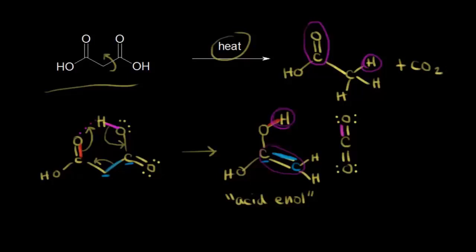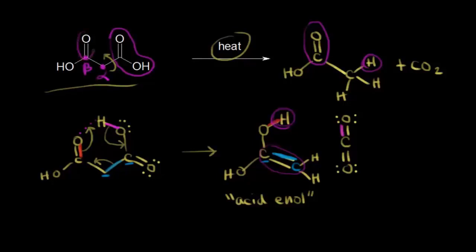So the key to a decarboxylation reaction is having a carbonyl beta to a carboxylic acid. For example, here's our carboxylic acid, and we know the carbon next to a carboxylic acid is the alpha carbon, and the carbon next to that is the beta carbon.